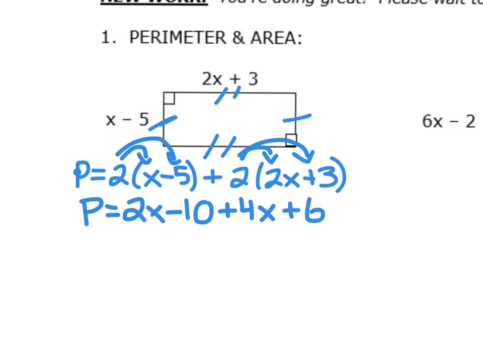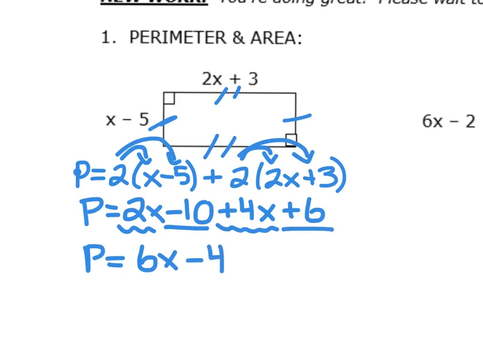And just like you notice, there is some like terms here. Okay? So we have the 2x and the 4x. If we add those together, we get 6x. And then if we do the negative 10 and the positive 6, we get negative 4. And that would leave us with our final answer of the perimeter of that shape.